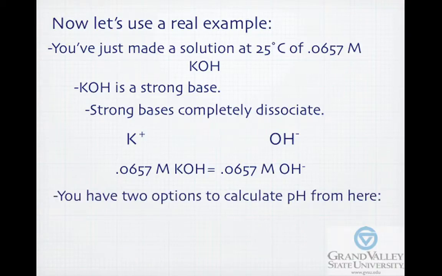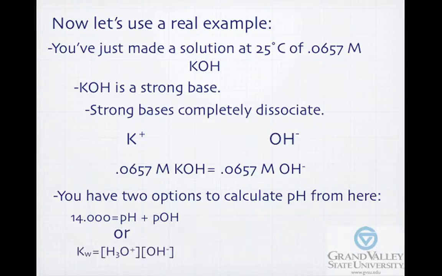You now have two options to calculate pH from here. Either 14 equals pH plus pOH, or Kw equals the concentration of hydronium multiplied by the concentration of hydroxide. Pick one and calculate the pH for yourself. The answer is that the pH equals 12.818.